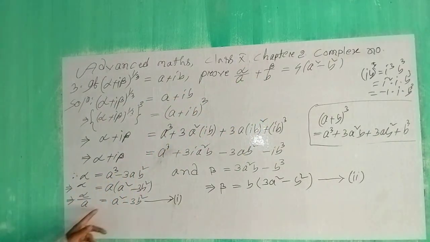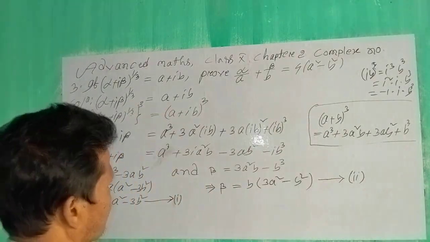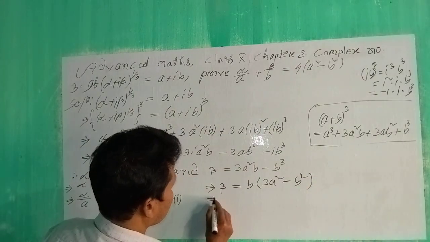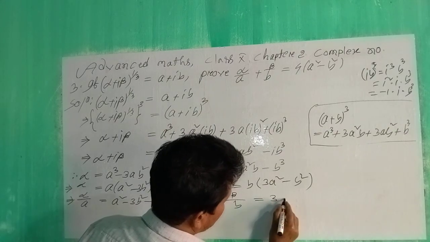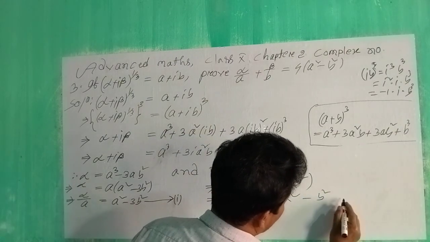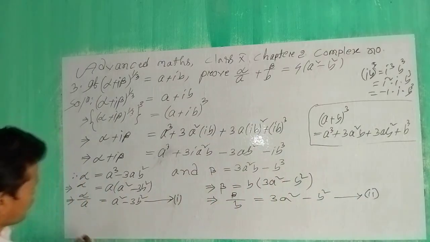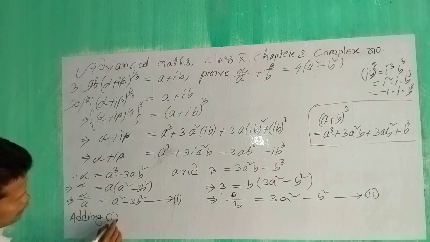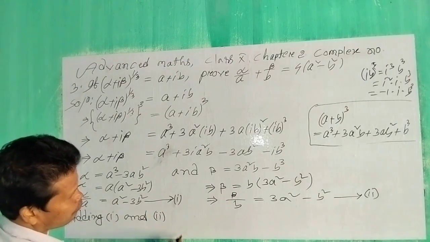We have alpha by a equal to a square minus 3b square, and beta equal to b into 3a square minus b square. That means beta by b equal to 3a square minus b square, equation number 2. Yes. Now we are going to add equation number 1 and 2.